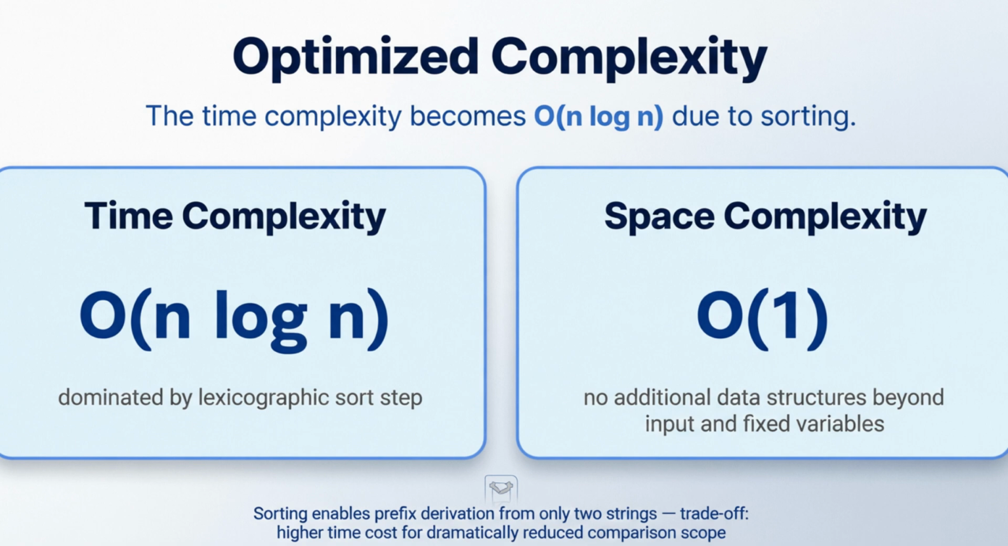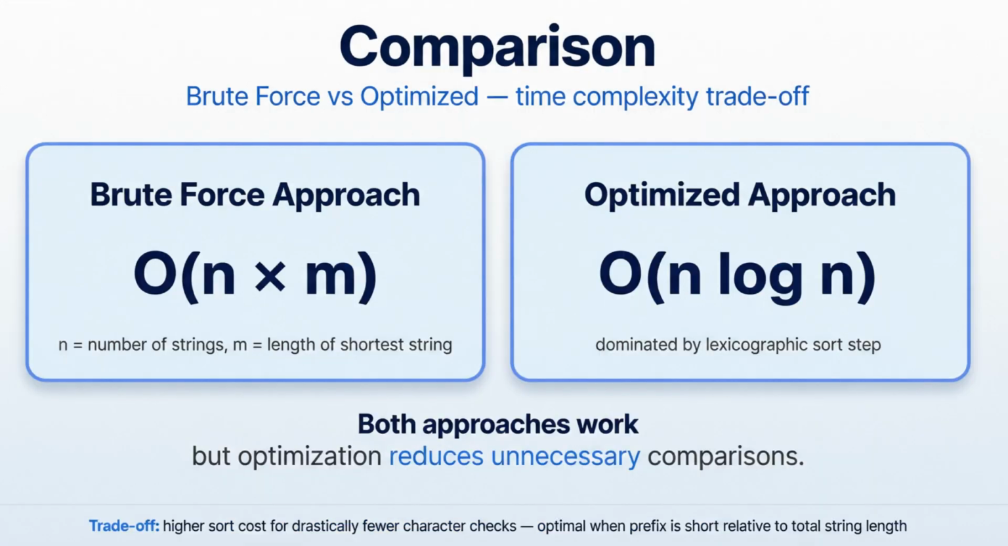Complexity? Time is now O(n log n), because sorting dominates. But space? Still constant. Trade-off: we pay a little more upfront to avoid checking every string later. Worth it? Often yes, especially if the prefix is short. Side by side, brute force is O(n times m), optimized is O(n log n). Which is better? Depends. If n is huge and m is small, brute force wins. If m is large and n is moderate, optimized wins. Know your constraints. Choose wisely.